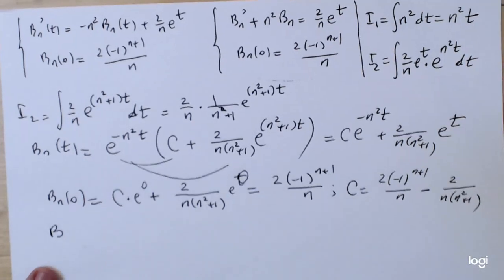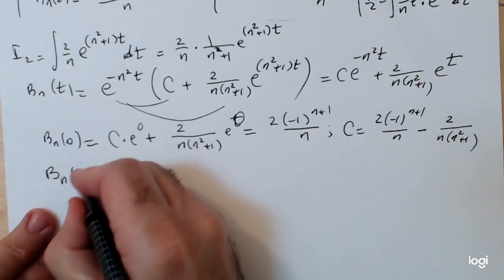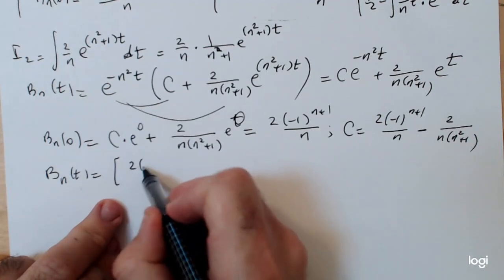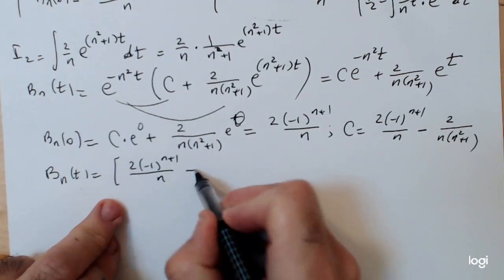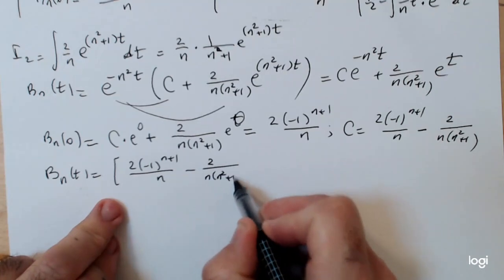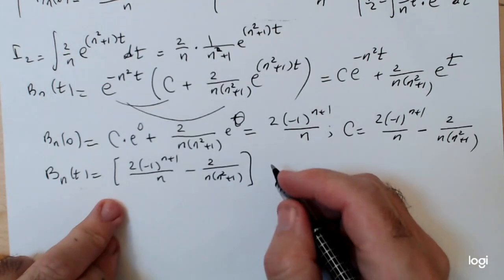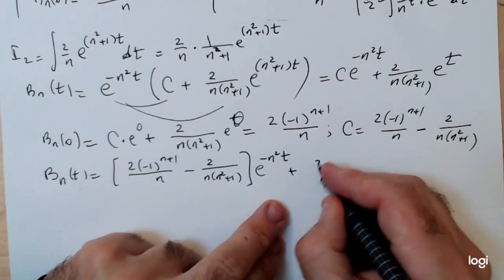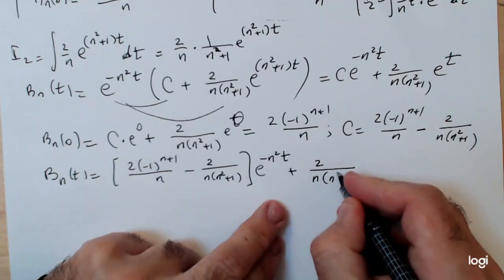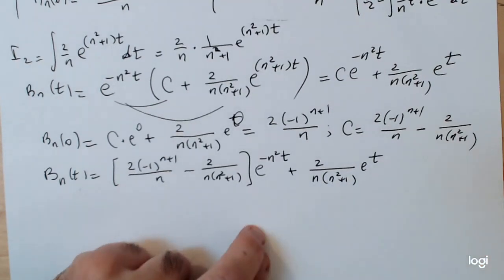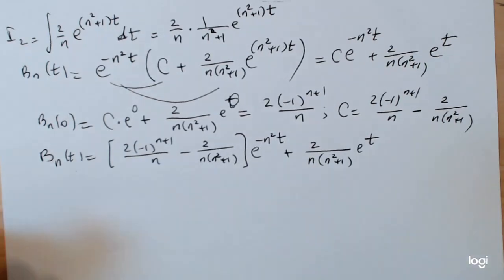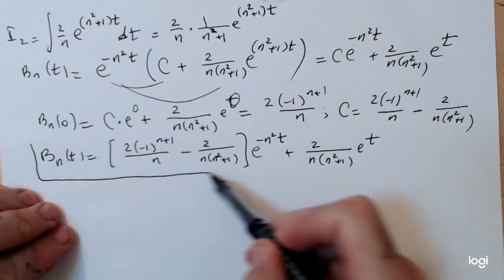So let's just state what Bn of t is. Bn of t is c, which is this guy, times e to the minus n squared t, plus 2 over n times (n squared plus 1) e to the t. So we're practically done. Hard to believe, but we're done. We just need to write the whole solution put together.